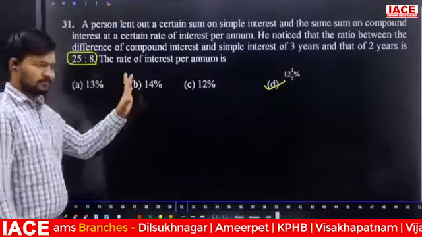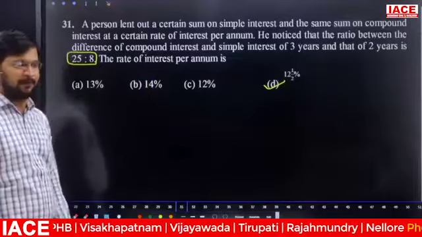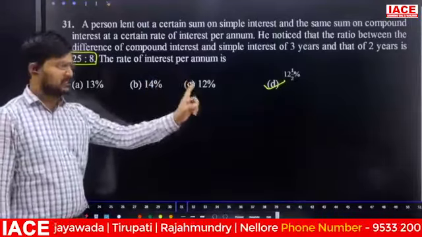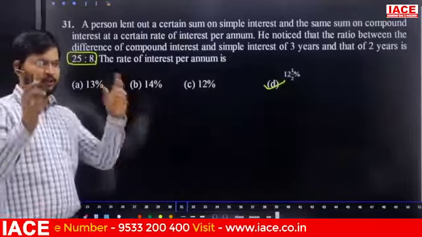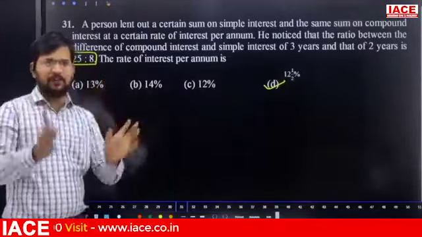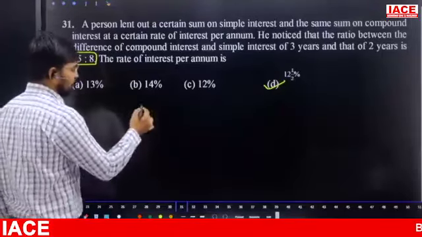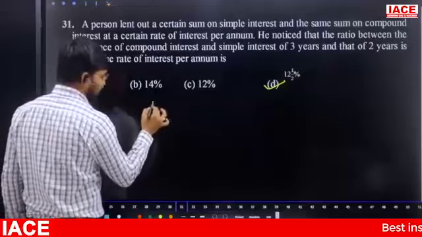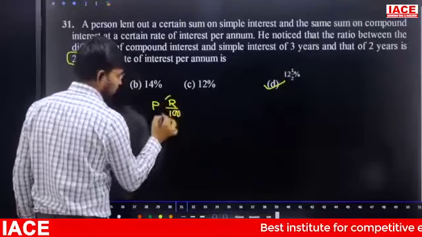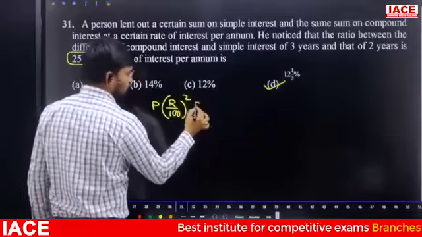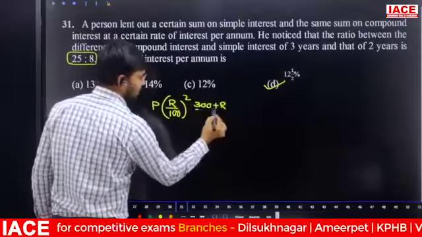All of you okay? If you want the answer, I will give the answer, don't worry. But straight away in the exam we are going to attack option D as the right answer. If you want the original solution, I will give the original solution, don't worry. So here, 3 years difference is how much? In general, the 3 years difference is P into (R by 100) whole square into (300 plus R) by 100. This is the 3 years difference between SI and CI.